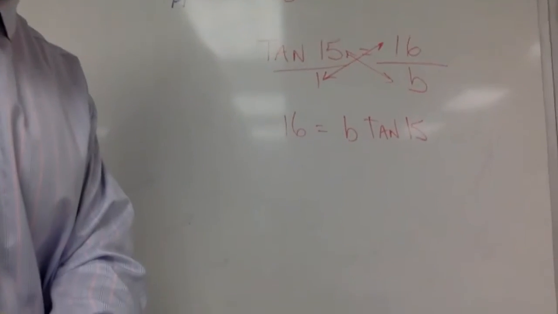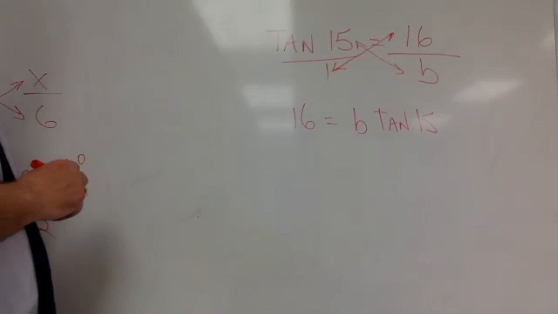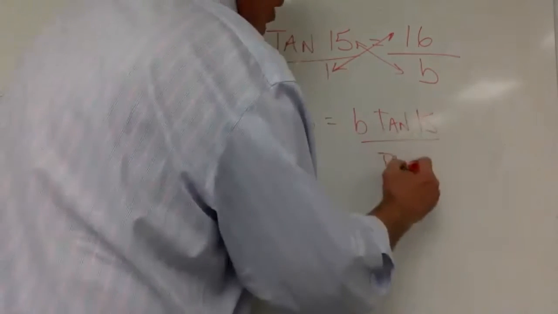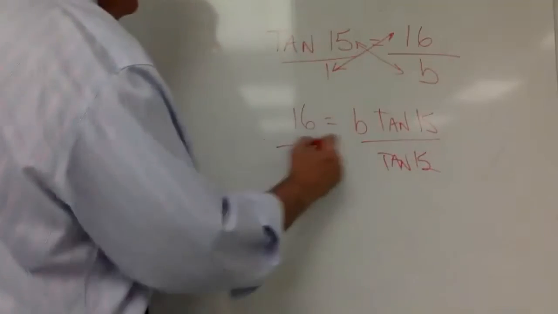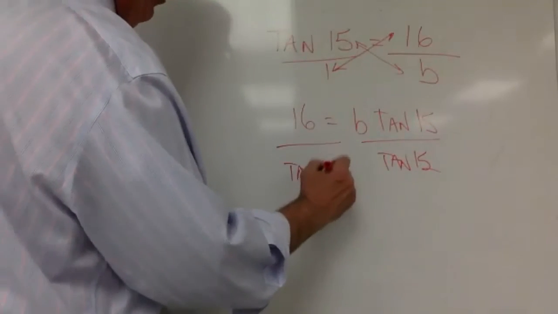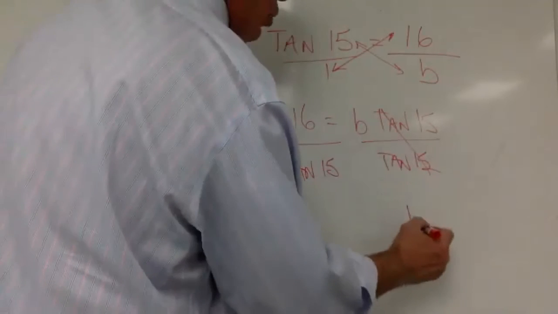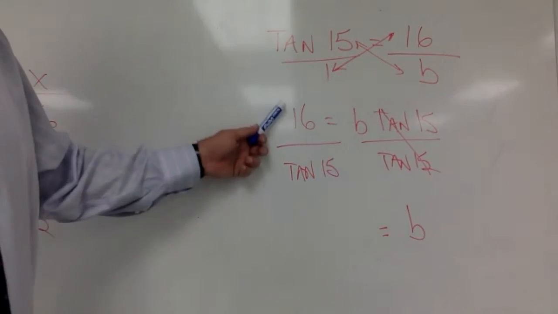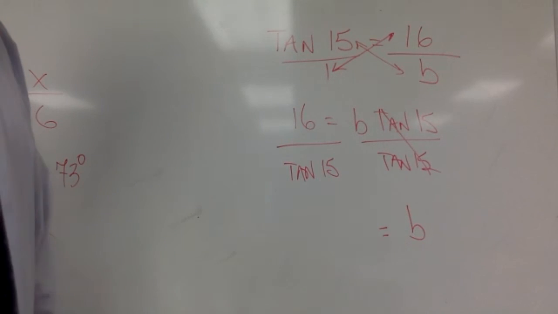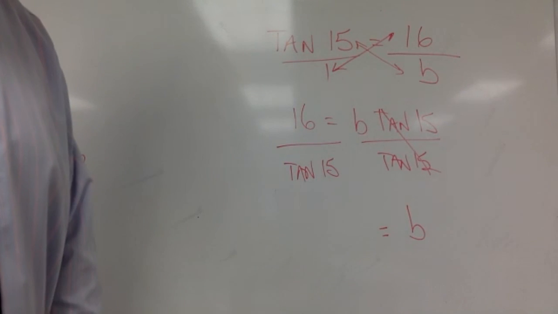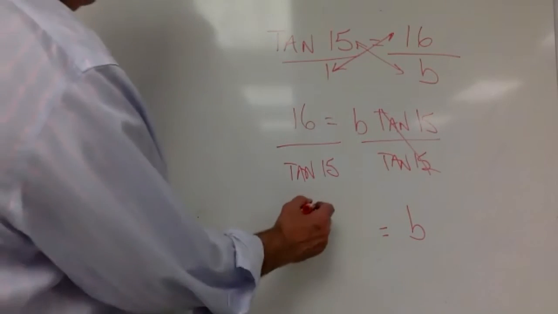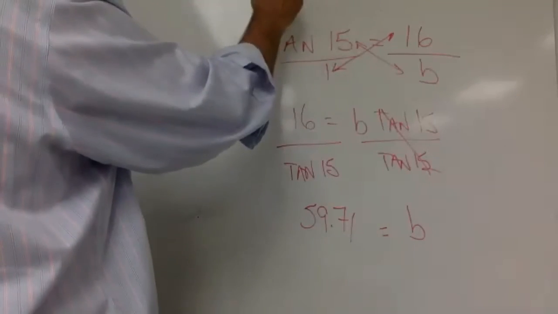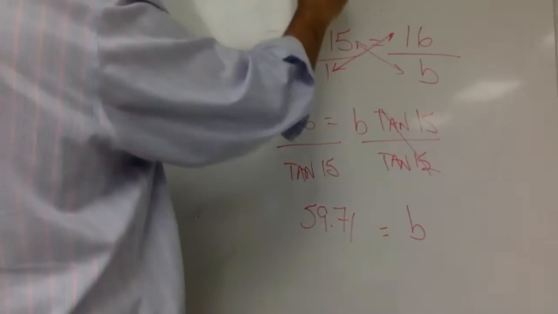Hey, fellas, how do you get B by itself? Divide by tangent. And whatever you do to one side, hey, fellas, anytime you're doing algebra, what's the big rule you remember? Whatever you do to one side, do to the other. All righty. So you take out your calculator. You do 16 divided by the tangent of 15. And what do you get? 59.71. Beautiful.